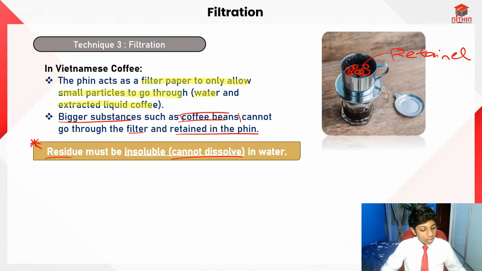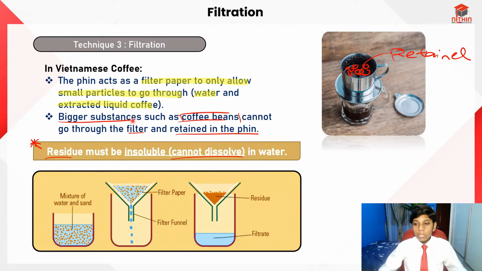So I hope you understood that. Now let's take a look at the actual filtration setup. This is the actual filtration setup, an experiment that you might do in secondary school. Basically there's a mixture of water and sand, with the filter paper over here and the filter funnel. You pour this mixture in here, and then you'll get water over here, which is the filtrate. So this will be water, and the residue left will be sand.